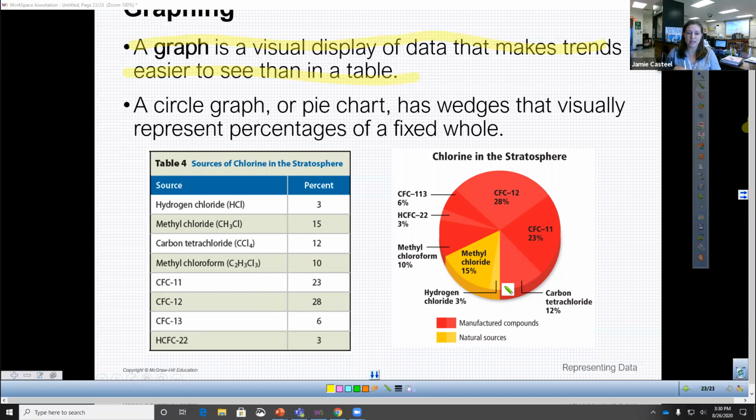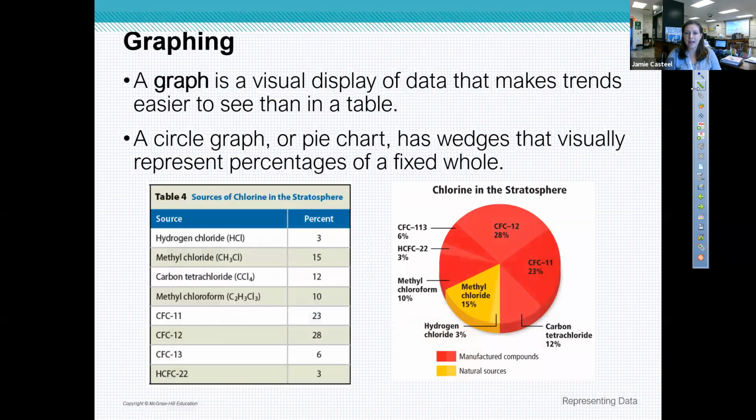The values on the left in the table tell me sources of chlorine in the stratosphere, and it gives me all of these different compounds. Notice those CFCs at the bottom. But if I look at it in a pie chart, there's a big difference in how I can notice that information. This pie chart shows the same information as the table over here. It's just easier to see.